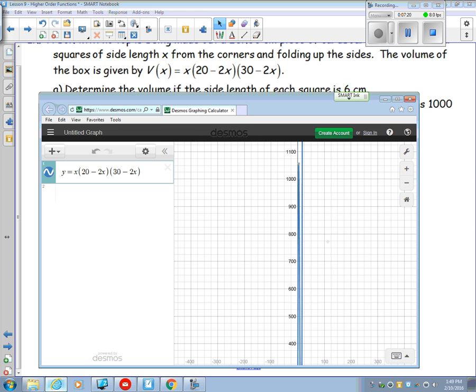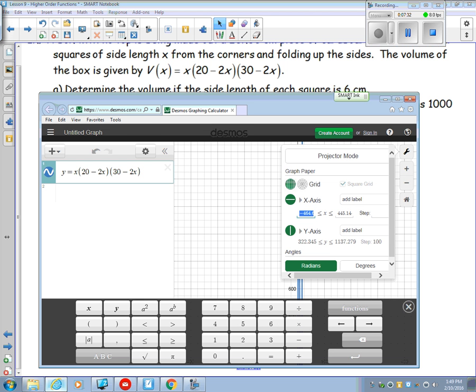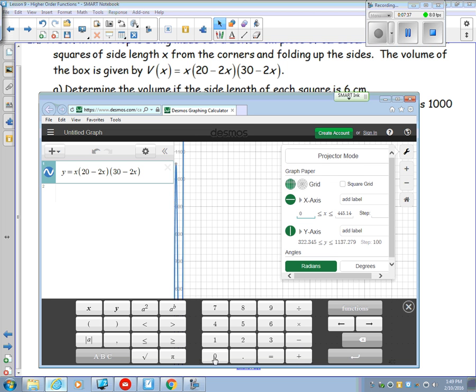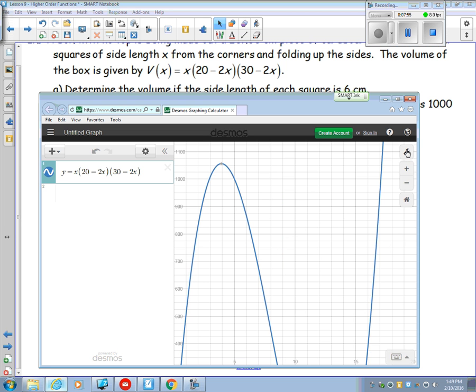So this time, rather than just zooming in and out, I'm going to set my scale. I'm going to use the wrench at the top. My x-axis, I'm going to change the numbers. I want to make my x-axis narrow. Let's make this 20. I did that because when I looked at the picture, I saw that it wasn't very wide. Now if I get rid of that, I can look at my function.